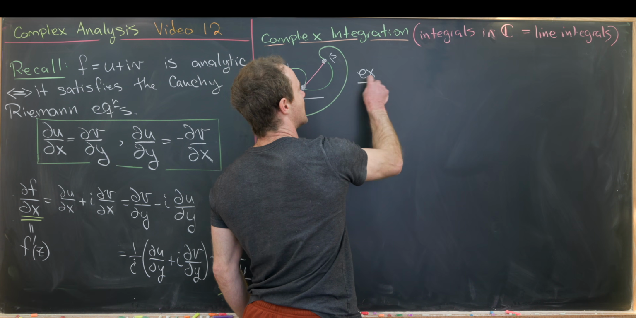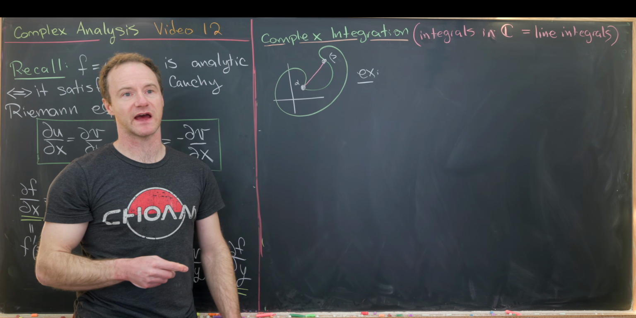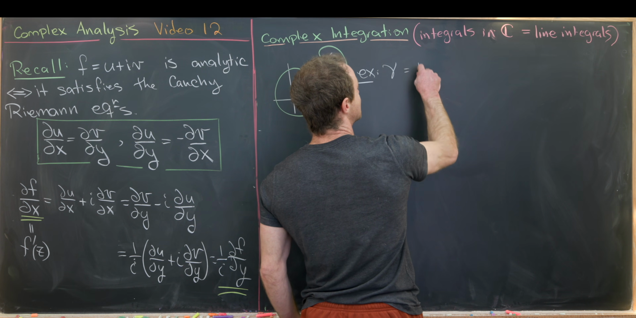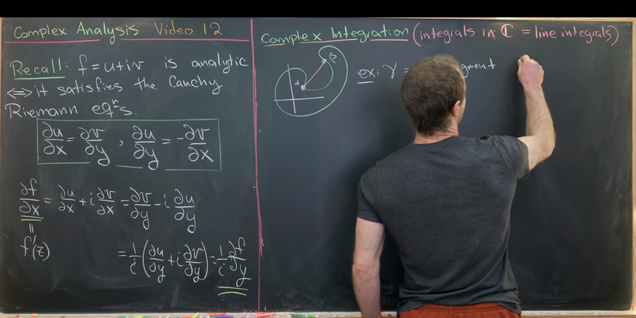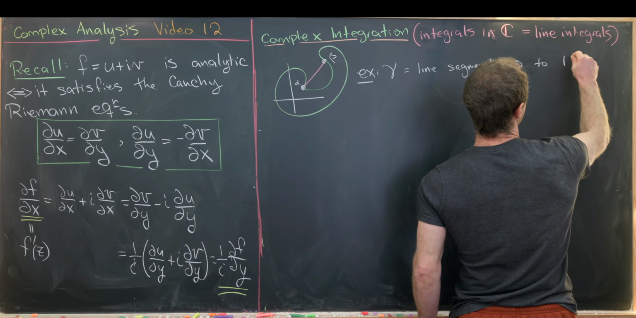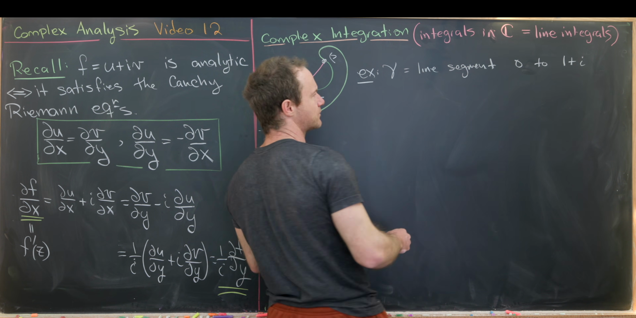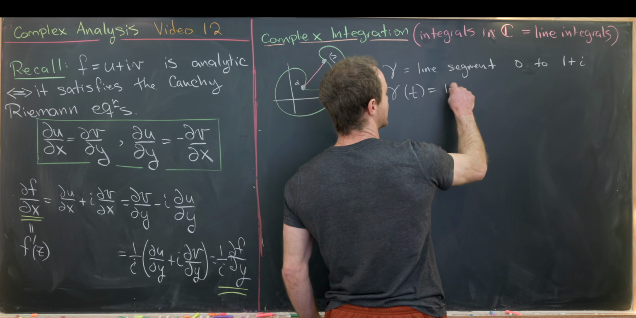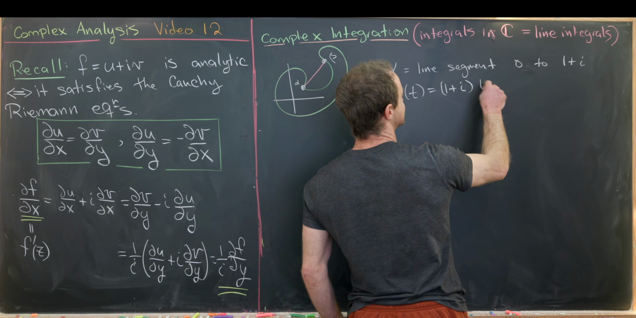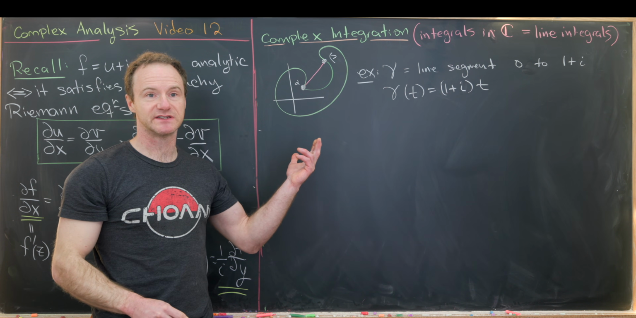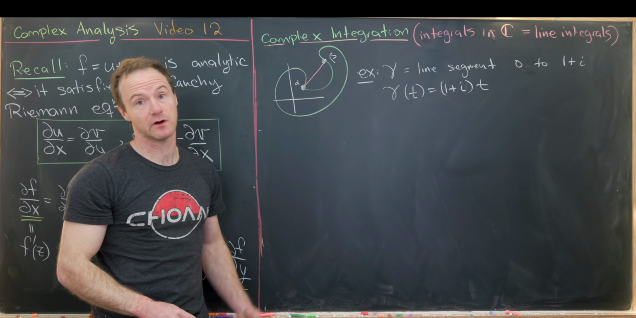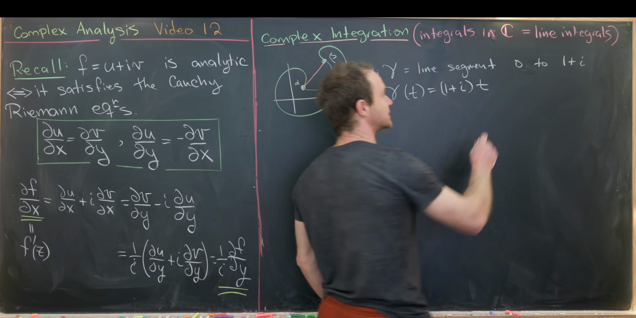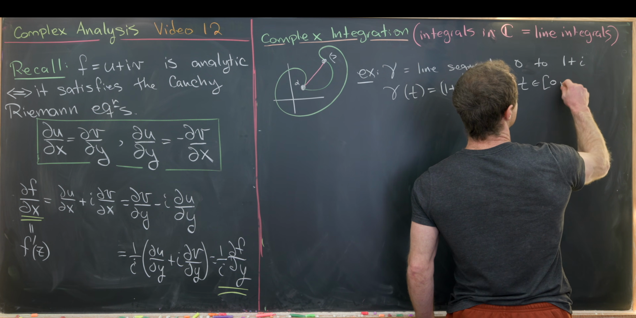And we'll do that via a couple of examples, like I said, before we look at some general results. So let's let gamma in this case be equal to the line segment from the origin to the point 1 plus i. So we can parameterize that pretty nicely as gamma of t is equal to (1 plus i) times t. So notice when t is equal to 0, we're exactly at 0, the origin, and when t is equal to 1, we're exactly at 1 plus i. So this is parameterized over the unit interval.